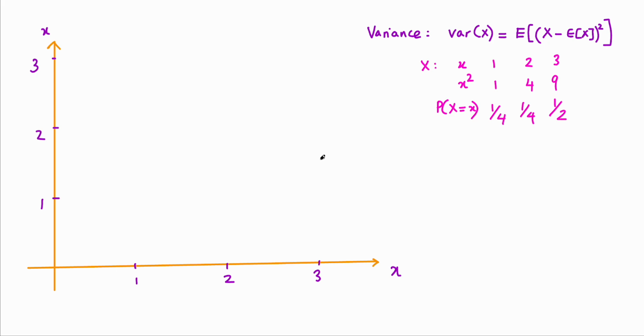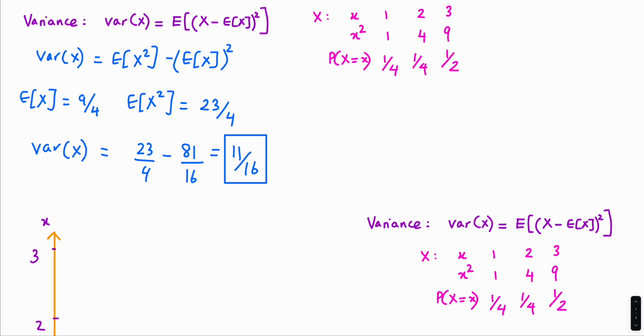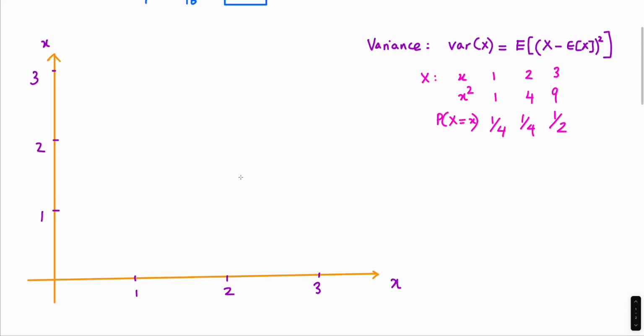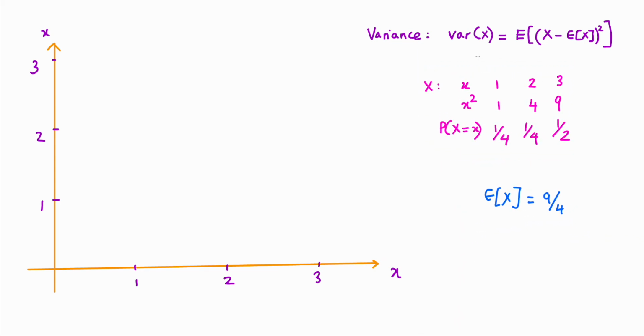And I forgot to pull another piece of information from the top. What is the expected value of x? That is 9/4, right? So let's just keep that information on the side as well. Okay, so we have the definition of variance, we have the information about the random variable, and we have its expectation.